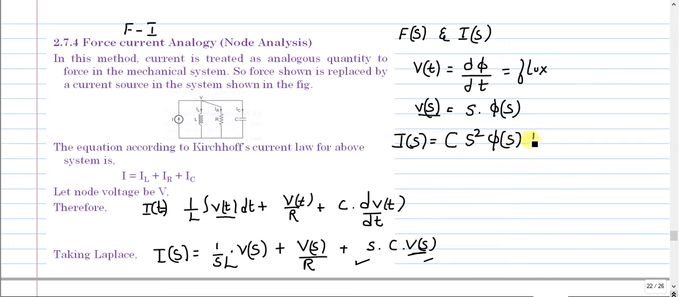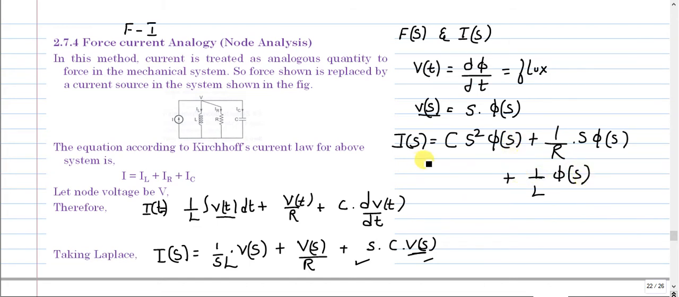Next I will take a resistor, 1 by r, so 1 by r multiplied by s into pi of s. And finally I will take the inductor, that is 1 by L. Since in the denominator we have an s, it gets cancelled, 1 by L into pi of s.